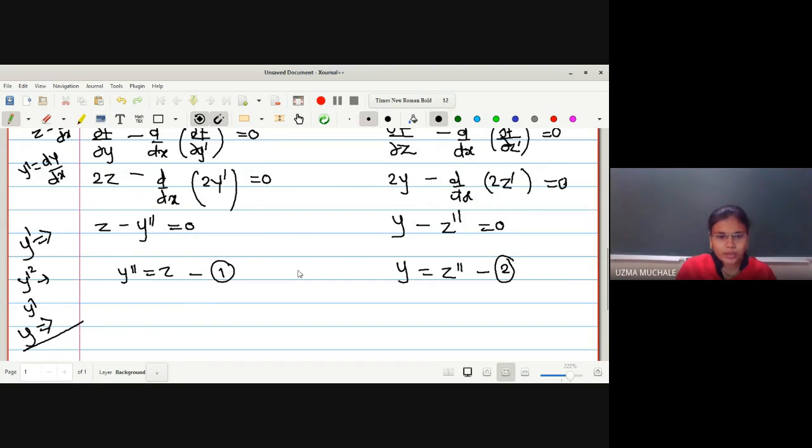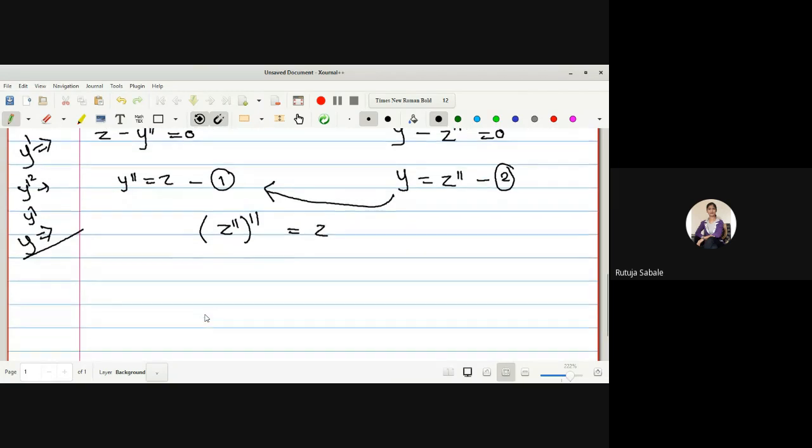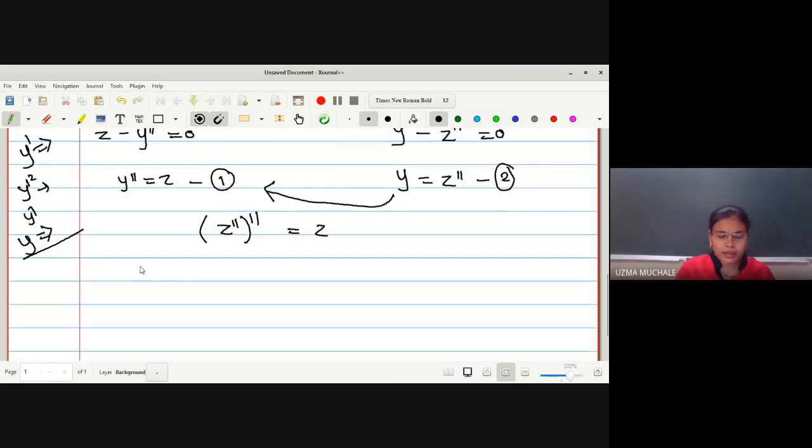Next, we will find out the relation between these two. If you can see clearly, I am going to substitute the value of y as z double dash in this equation. The value of y we will substitute later on, and the double dash here we will keep as it is. What is the value of y from equation 2? It is nothing but z double dash. Already double dash is there here. Have you understood this step? So it will be z triple, z4, that is the fourth derivative of z minus z is equal to 0.